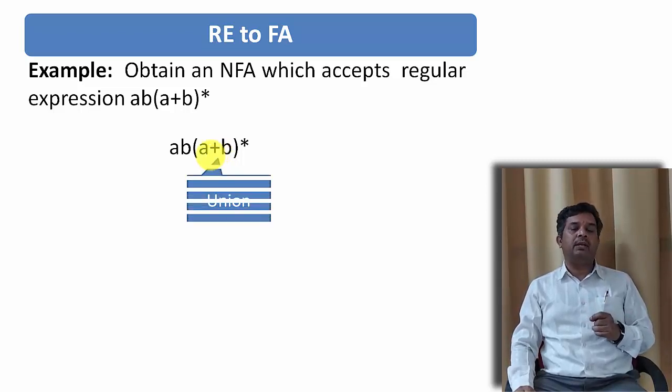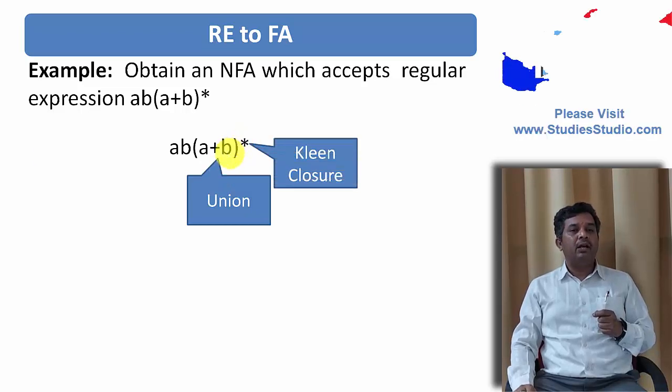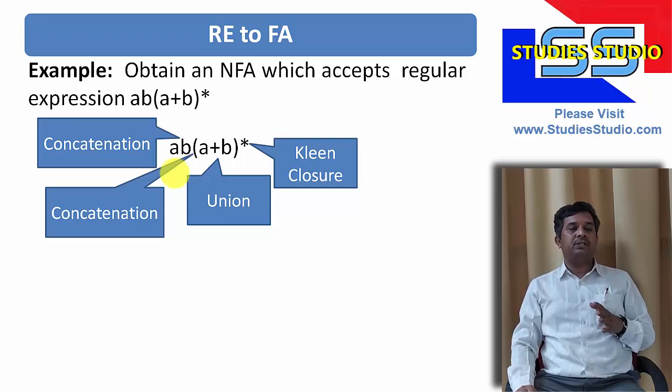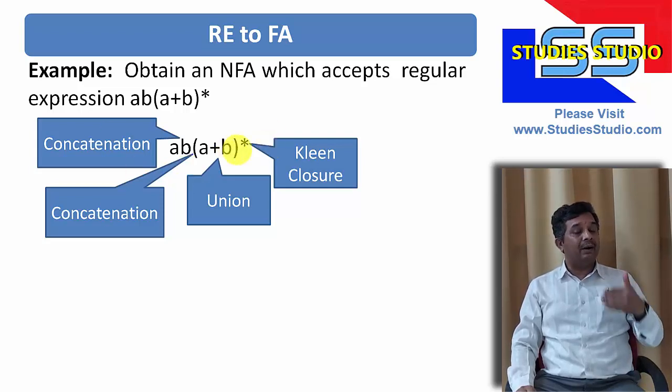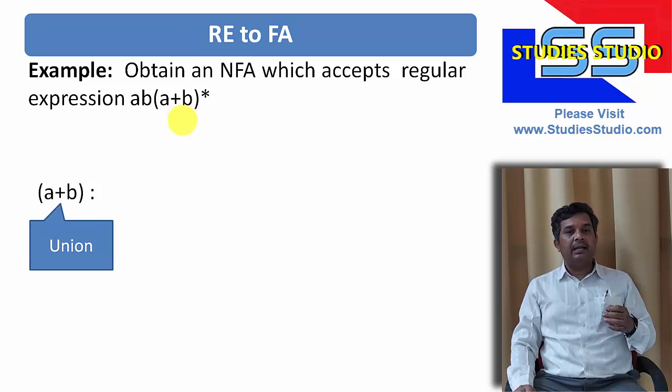I am having a union operation, a closure operation, and two concatenation operations. So these are the operations that I am going to perform, and how to do these operations we have already seen. If I want to represent A plus B, it can be represented in this way.